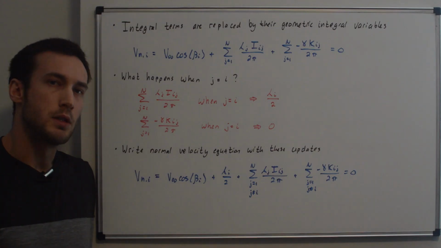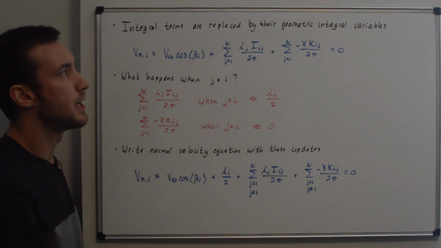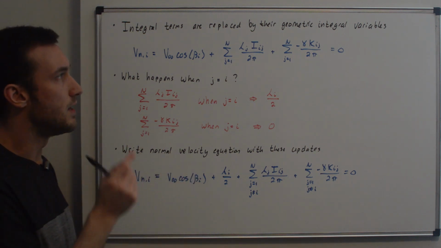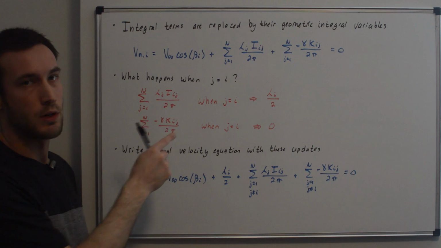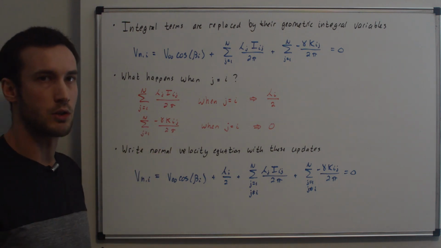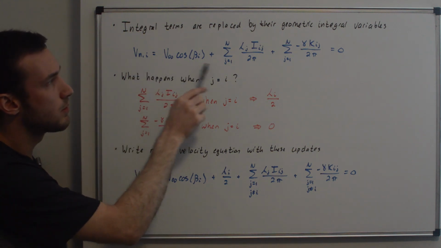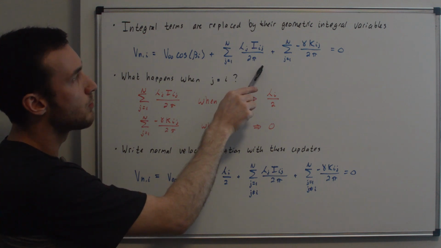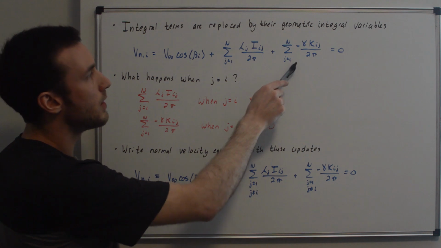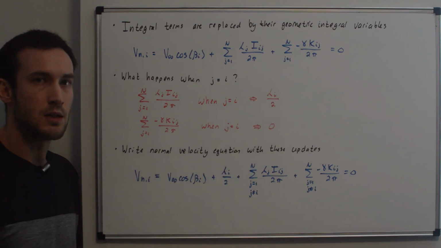Now we're simply taking the equation from the previous whiteboard and we're replacing the integral terms by their geometric integral variables that I've derived in a bunch of other videos, and these are going to be the same geometric integral variables as those other videos, so we don't need to change or rederive any of those or change those functions in the code. So we have the normal velocity on the ith panel is equal to the uniform flow term. Now we have the source panel term where we have I_ij because that's the normal velocity geometric integral, and then we have here the vortex panel term where we have K_ij, which is the normal velocity geometric integral.